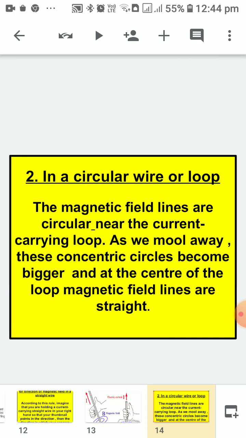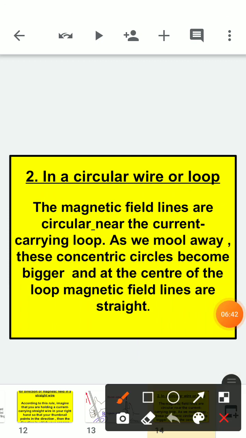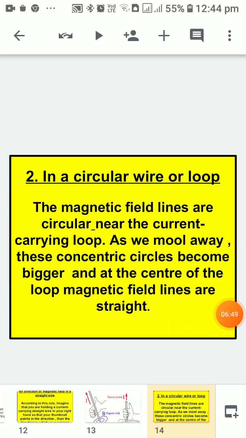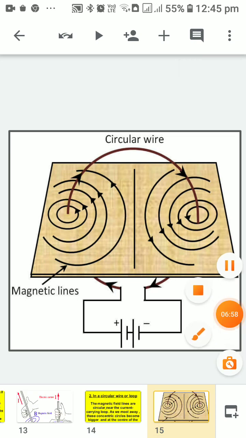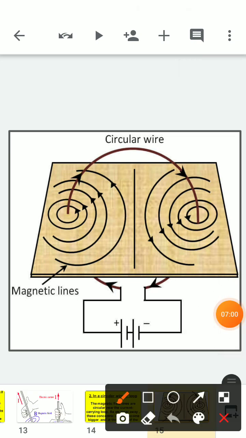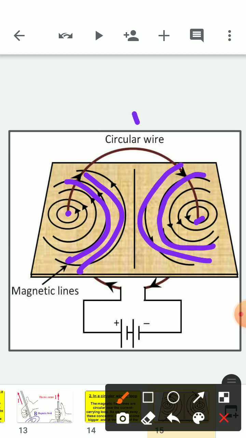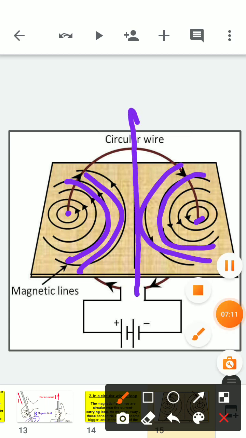In a circular wire or loop, the magnetic field lines are circular near the current carrying loop. As we move away, these concentric circles become bigger, and at the center of the loop the magnetic field lines are straight. Here you can see the diagram. At the ends, we can see the circular pattern. This is the second end, where the circular pattern is forming, and at the center we can see straight magnetic field lines forming.